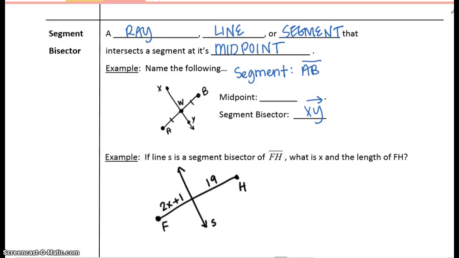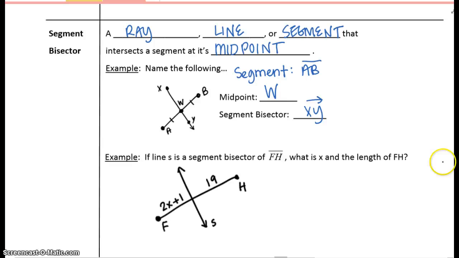Where does this ray go through the segment? Where does it go through AB? It goes through it at W. So it goes through at W. W is your midpoint. Okay? So that's all of the vocab you're going to need to know for these.